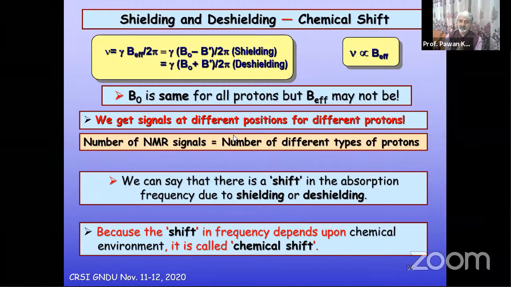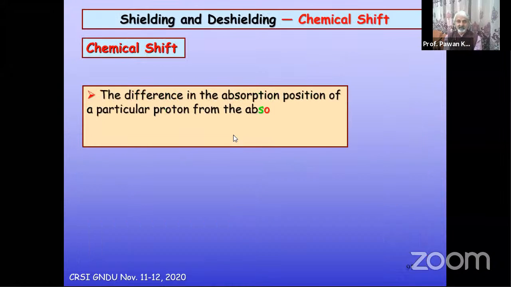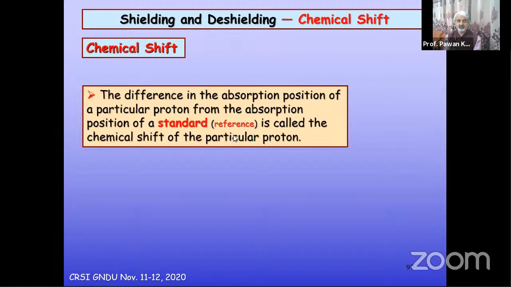And the shift in frequency depends upon the chemical environment. So that is why in our story, we named it chemical shift. That is why we are calling it a chemical shift: the influence of the chemical environment on the absorption position of any proton, any nuclei. So how do we define the famous definition that is given in all books? The difference in the absorption position of a particular proton from the absorption position of a standard or reference is called the chemical shift of the particular proton.